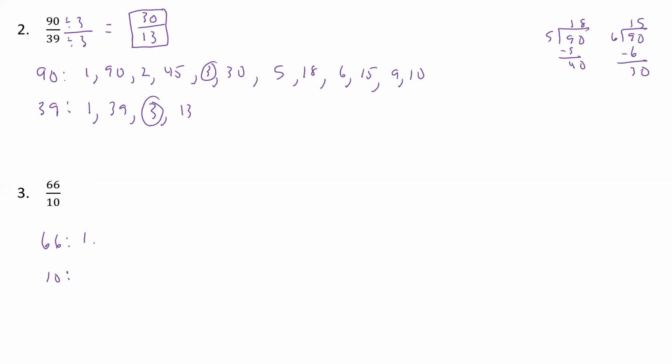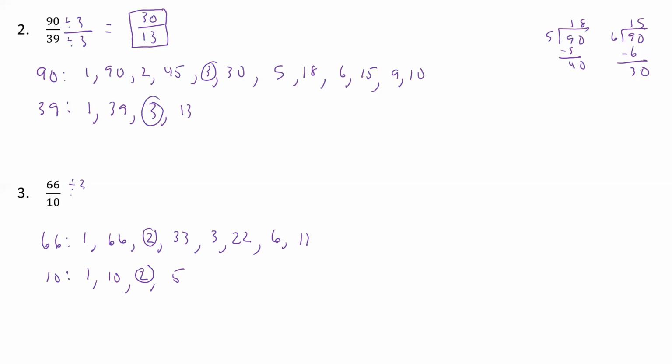All right, so we have 1 and 66, 2 and 33, 3 and 22, 4 doesn't work, 5 doesn't work, 6 does with 11, 7, no, 8, no, 9, no, 10, no. We're back to 11, so that should be all of our factors. Now 10 is 1 and 10, 2 and 5, and that's all we have. And so our common divisors are 1 and 2, 2 being the greatest common divisor.